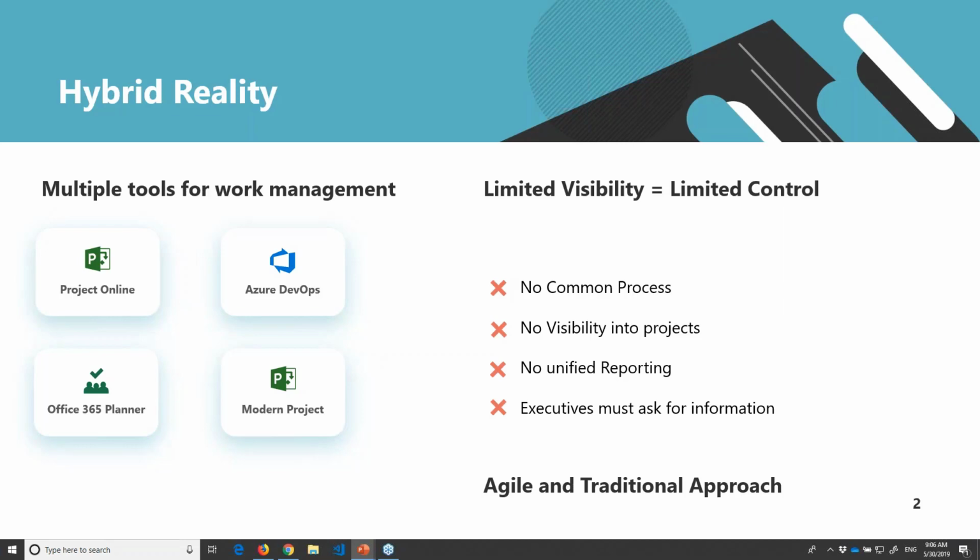Different and disconnected systems lead to challenges in reporting. You might use a dashboard in Azure DevOps, you might use Power BI for Project Online, and you might use Excel for something else. And again, it leads to no big picture. As I mentioned, with disconnected systems, executives will have to ask for information because systems are not connected. There is no one place to get all those details together.